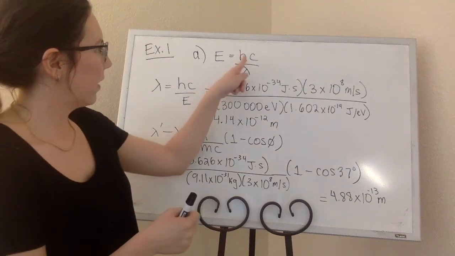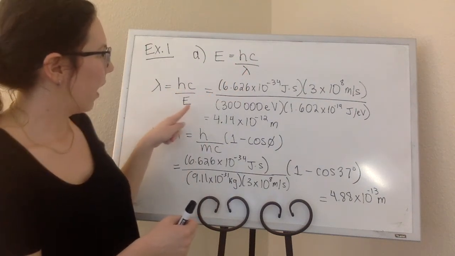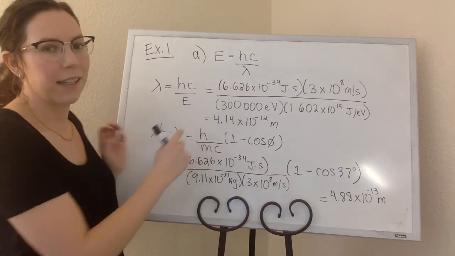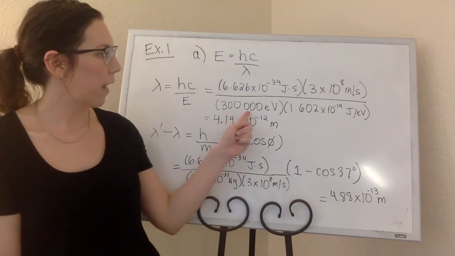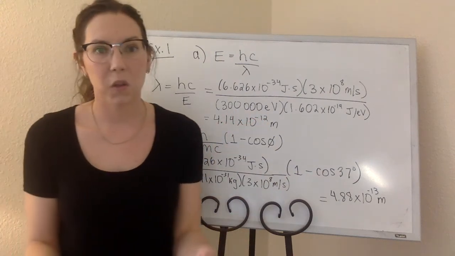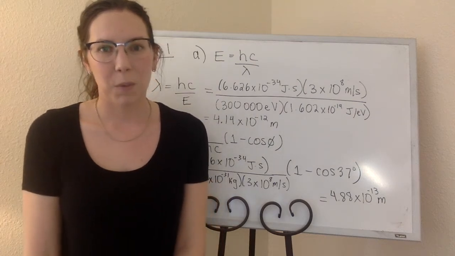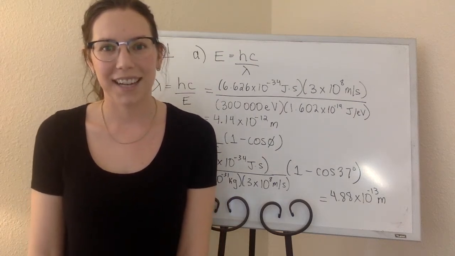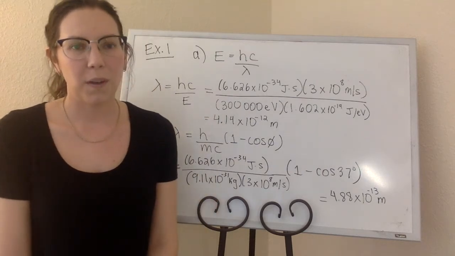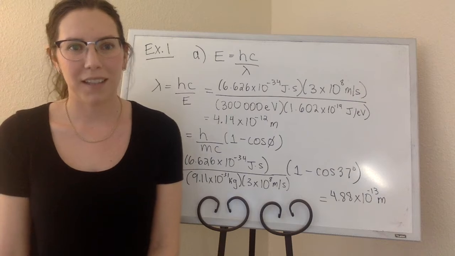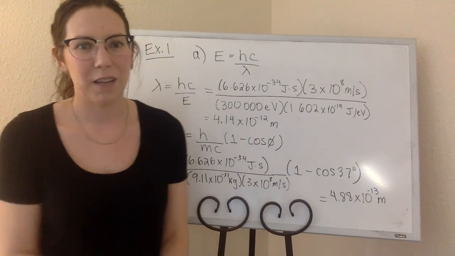So using E equals hc over lambda, we have lambda is hc over E. And plugging in Planck's constant times the speed of light, 3 times 10 to the 8, over 300,000 electron volts, and then we do need to convert that to joules just to match the units of Planck's constant. So times 1.602 times 10 to the negative 19 joules per eV equals 4.14 times 10 to the negative 12 meters. We'll actually use that in part B, but let's go ahead and calculate the Compton shift.